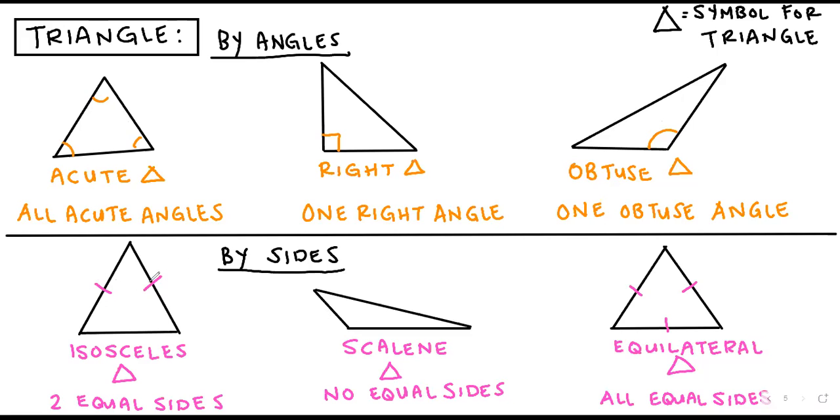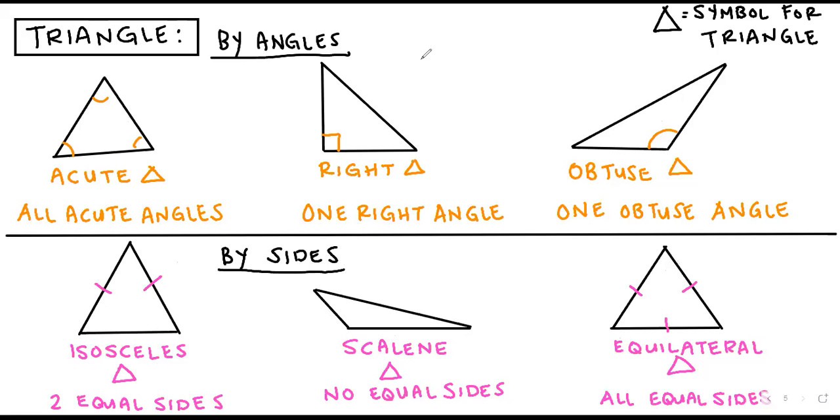When you have 2 equal sides, that means they have the same measurement. That's an isosceles triangle. When none of the sides are equal, that is a scalene triangle. And when all 3 sides of a triangle are equal to each other, that makes it equilateral. So even though there are 2 types of classifications, realize a triangle can be 2 types of triangle.